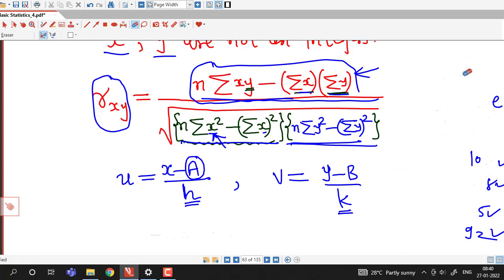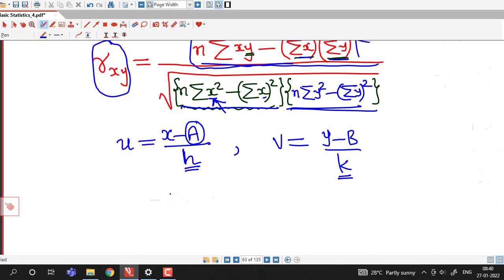So coefficient of correlation is independent of this change of variables, or coefficient of correlation is independent of change of origin and change of scale. If we define new variables u and v in this way, and if we compute coefficient of correlation between these variables u and v, then it is exactly equal to coefficient of correlation between x and y.